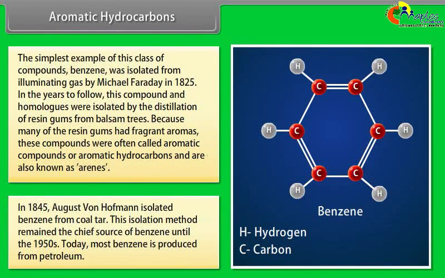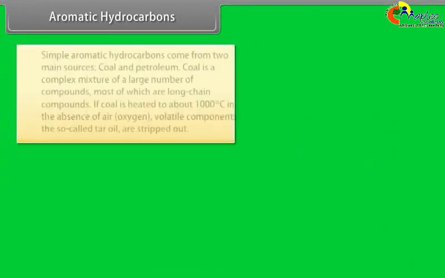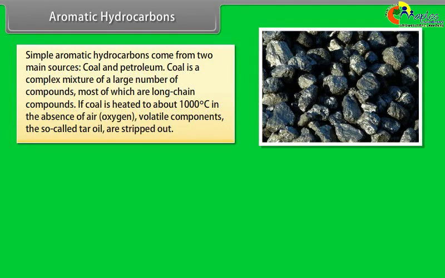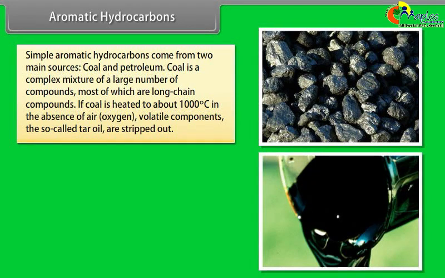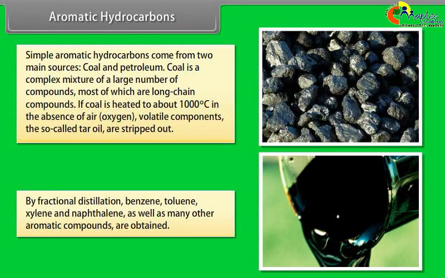In 1845, August von Hofmann isolated benzene from coal tar. This isolation method remained the chief source of benzene until the 1950s. Today, most benzene is produced from petroleum. Simple aromatic hydrocarbons come from two main sources, coal and petroleum. Coal is a complex mixture of a large number of compounds, most of which are long-chain compounds. If coal is heated to about 1000 degrees Celsius in the absence of air or oxygen, volatile components, the so-called tar oil, are stripped out. By fractional distillation, benzene, toluene, xylene, and naphthalene as well as many other aromatic compounds are obtained.